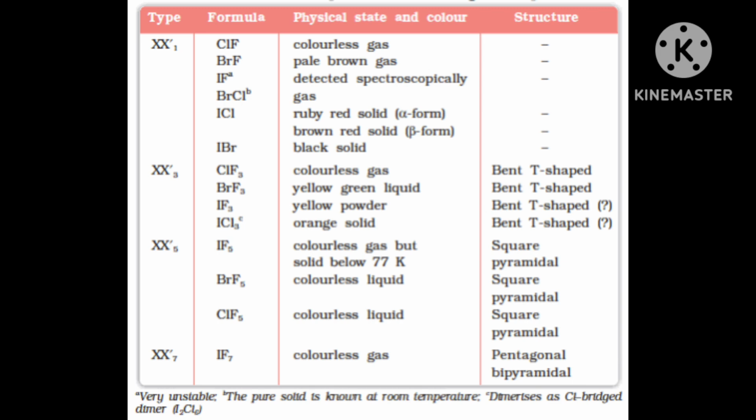But if the difference of electronegativity is more, the possibility will be more for the formation of an interhalogen compound. More the difference of electronegativity, more the possibilities. Less difference means less possibilities. Then ClF: chlorine and fluorine have a difference in electronegativity, that's why it makes ClF. Chlorine fluoride is a colorless gas.